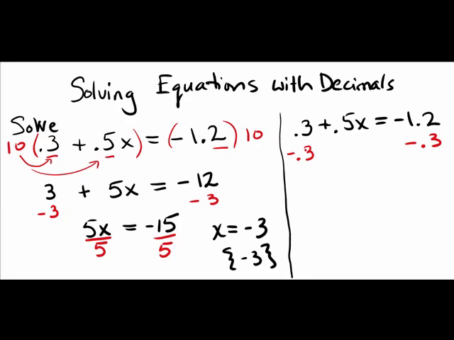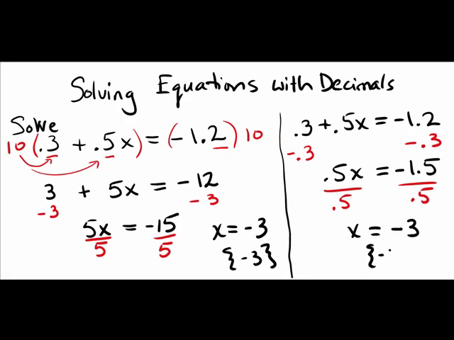So I'm going to subtract 0.3 from both sides, again being careful with my signs. So I have 0.5x equals negative 1.5. Dividing both sides then by the 0.5, we're going to get the same result. So we're going to have x equals negative 3, or the solution set containing the number negative 3.